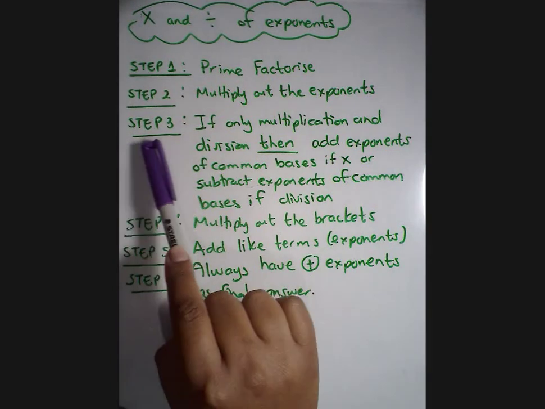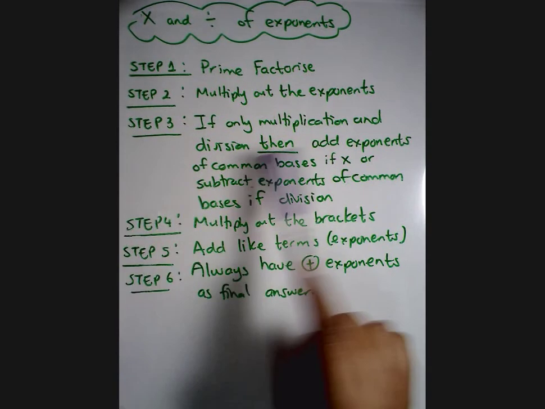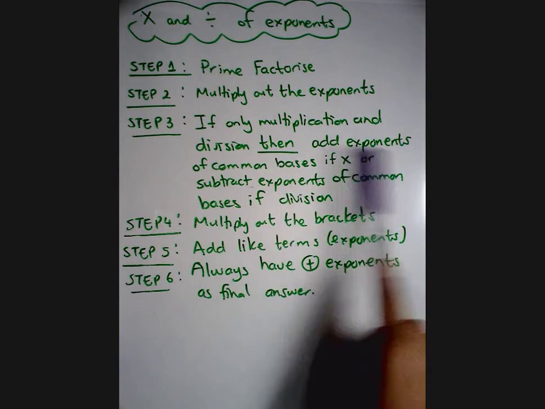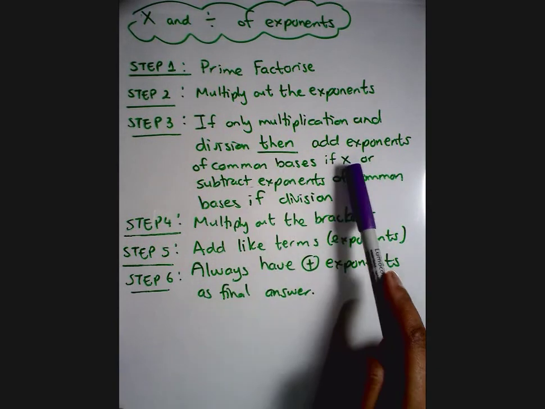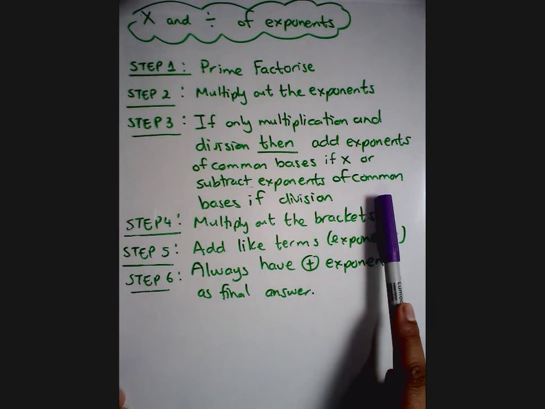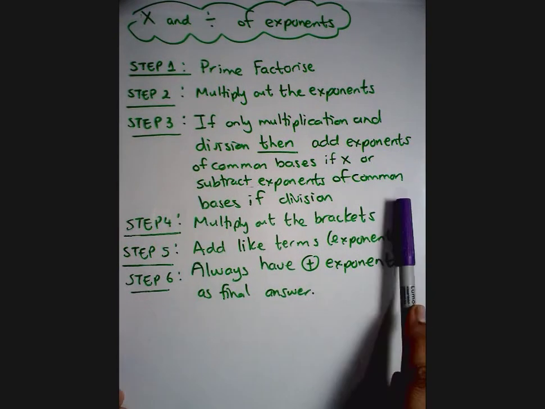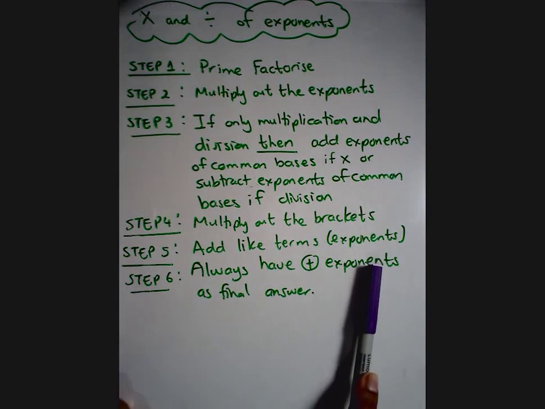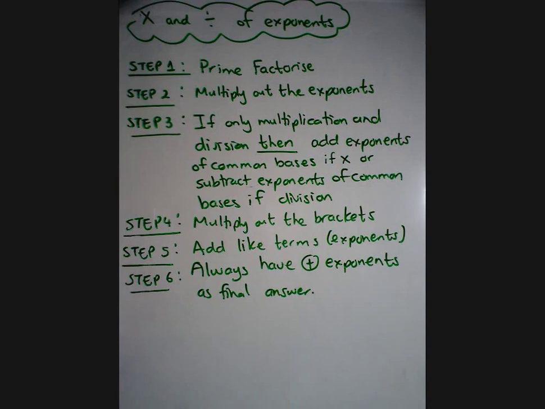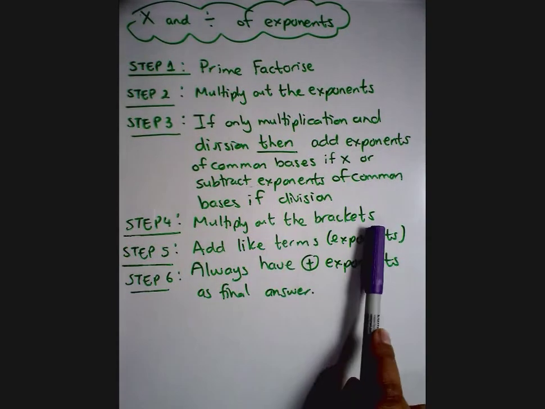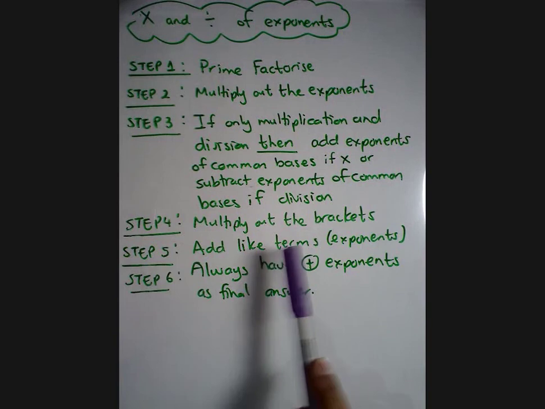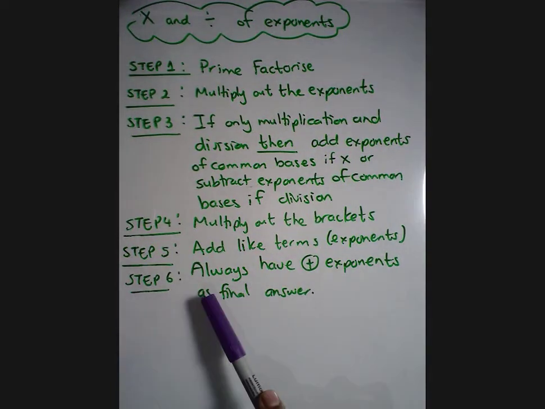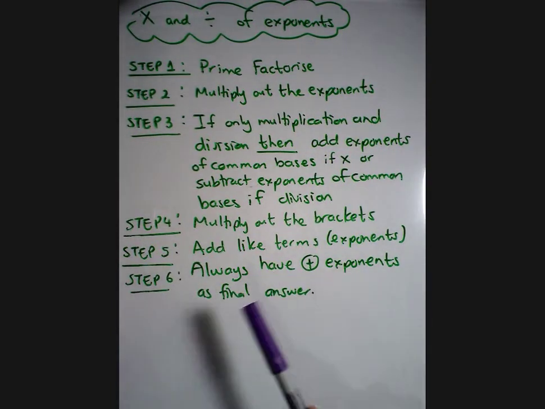Then step 3, if only multiplication and division are occurring, then you must add the exponents of the common bases if it's multiplication, that normally is the numerator, or you must subtract exponents of common bases if division. So that's normally the denominator. When you are dividing by the denominator, then you subtract the exponents. And step number 4, multiply out the brackets again of the exponents, and then add like terms of the exponents. And always have positive exponents as your final answer. So this should be what you need to do.